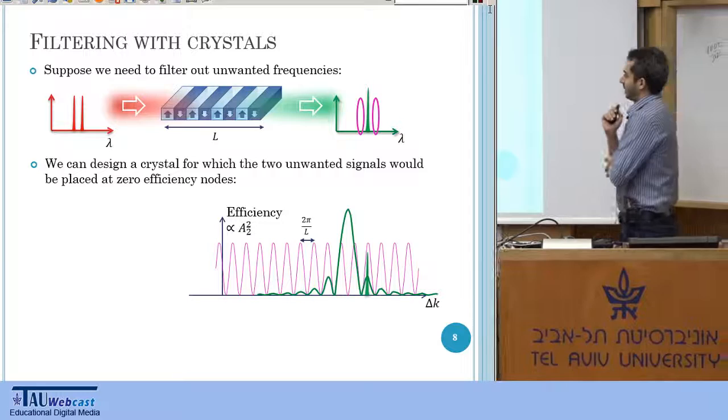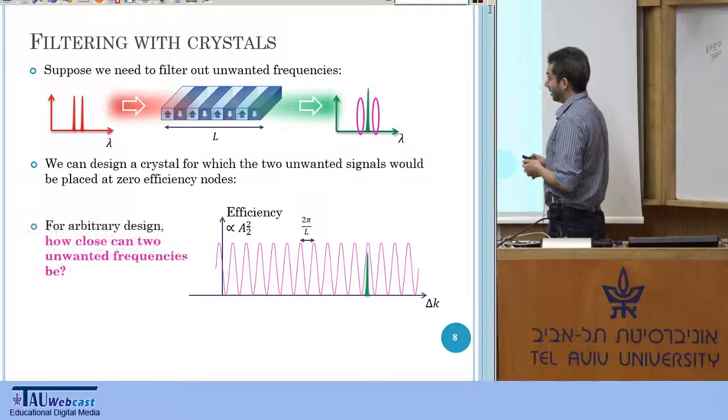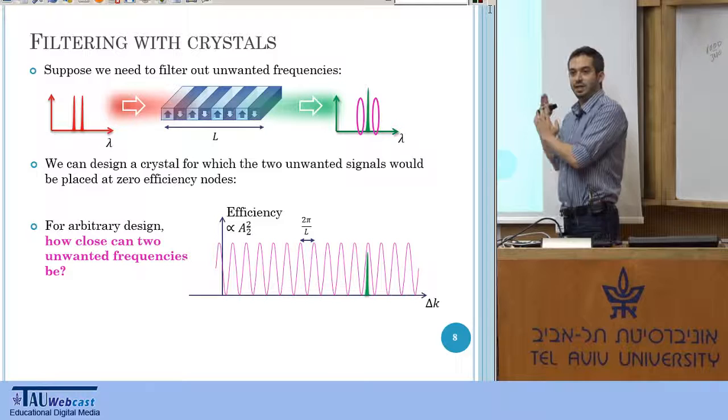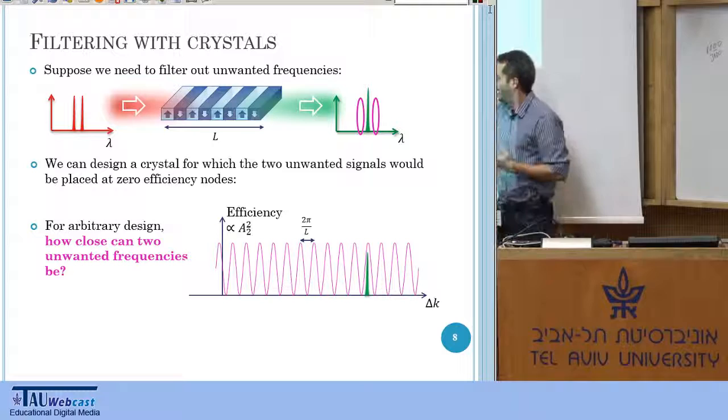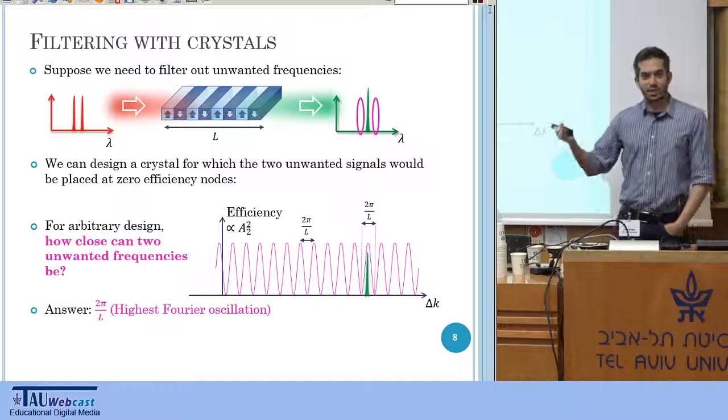So this is for the periodically poled crystal, but we can ask a more general question. And this question can be, how close can these two unwanted frequencies be, generally? Well, since this is the highest oscillation we expect to find in the efficiency plot, we can answer this question to be 2 pi over L. Again, the highest frequency in the Fourier spectrum.